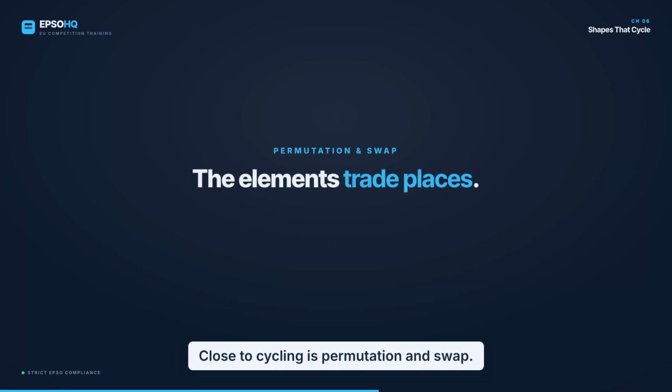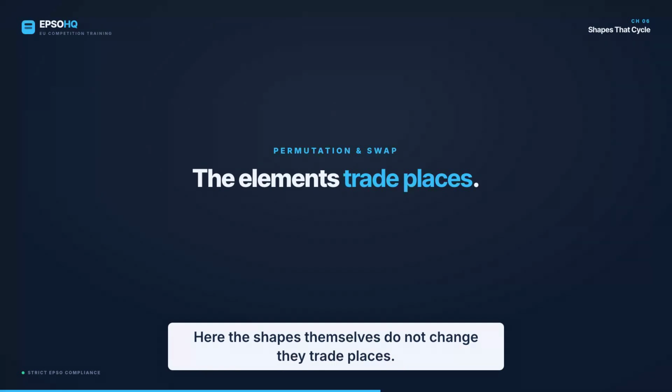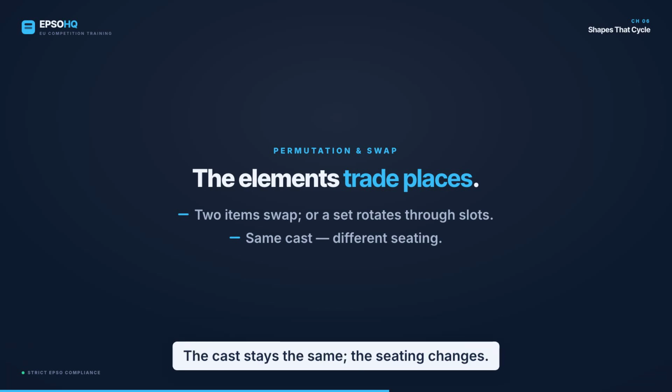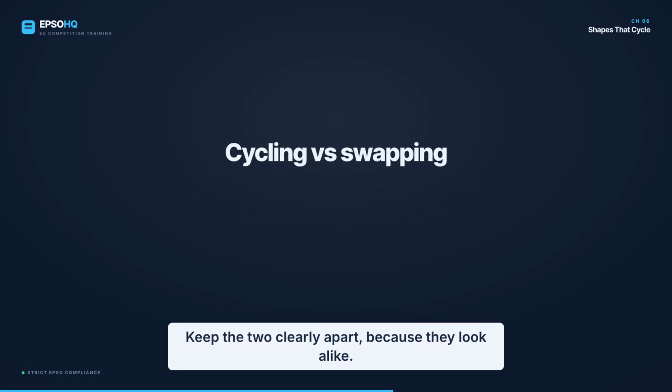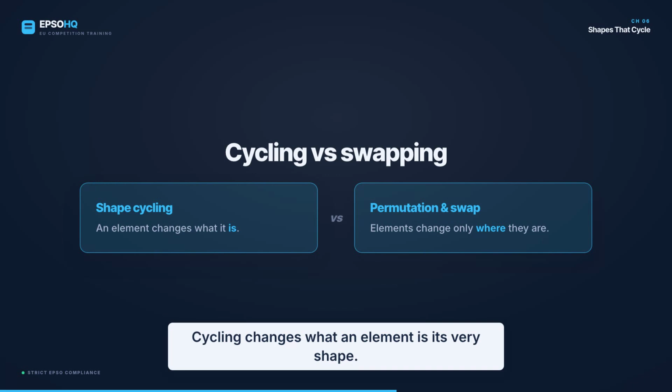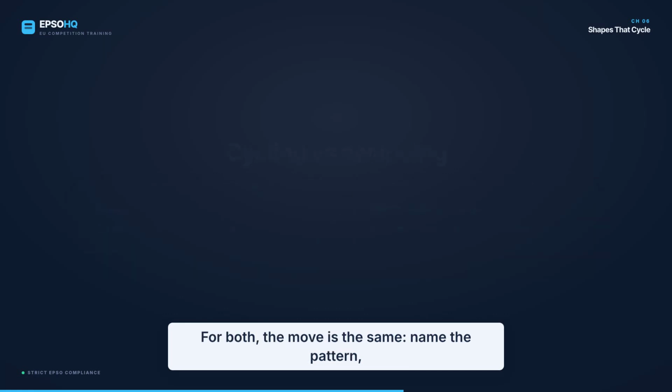Once you know the loop, the missing figure is just the next item on it. Close to cycling is permutation and swap. Here, the shapes themselves do not change. They trade places. Two elements exchange positions, or a set of items rotates through a fixed number of slots. The cast stays the same. The seating changes. Keep the two clearly apart because they look alike. Cycling changes what an element is, its very shape. Swapping changes only where elements are, their position. Ask which is happening, and the rule becomes obvious.